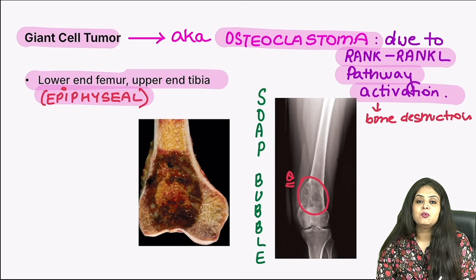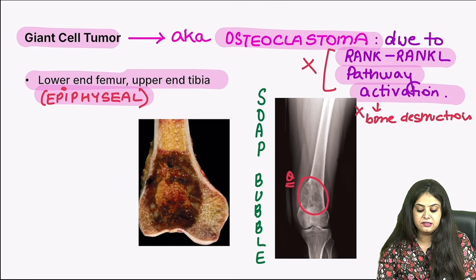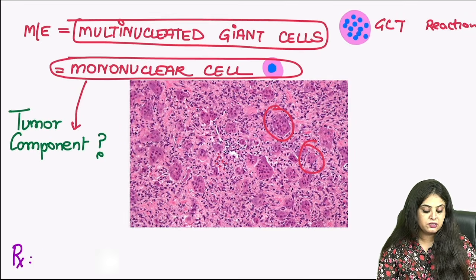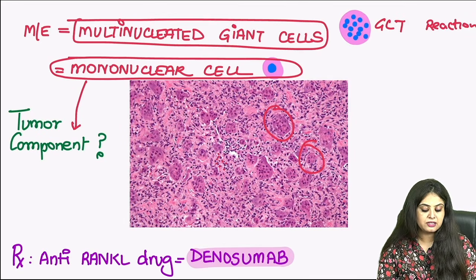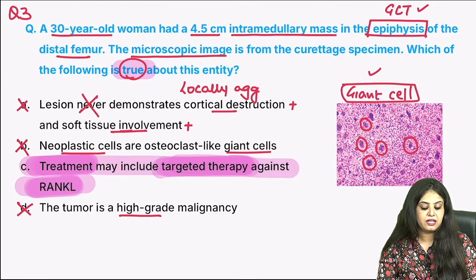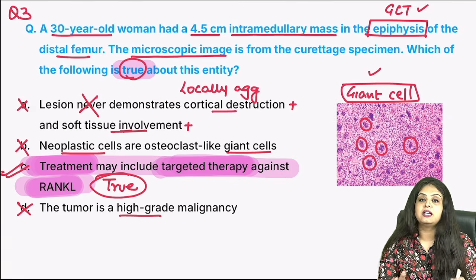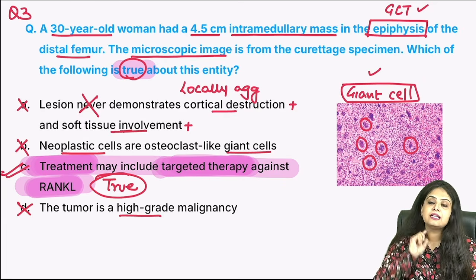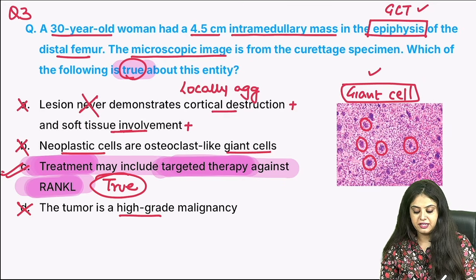So now tell me, what will you do in the treatment? I will stop this pathway. Automatically the destruction will be stopped. So what is the treatment? We give an anti-RANKL drug, that is denosumab. And coming back to the question, treatment includes targeted therapy against the RANK-RANKL pathway, denosumab. That is the only correct statement that we have in the options provided. That is how you're going to approach questions in the exam.